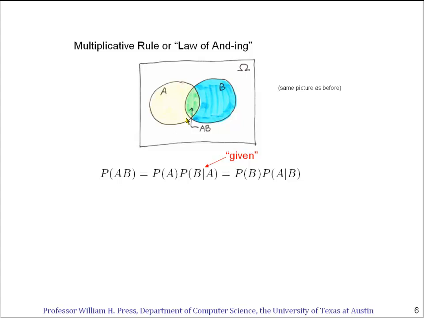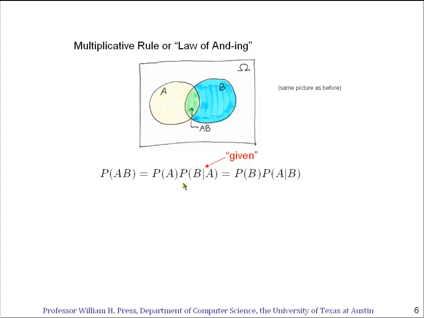Now, if you think about it, the probability of the overlap region is a product of two factors. It's what fraction of omega lies in A, so that's P of A here. And then it's multiplied by what fraction of A is in the overlap. And we write that as the probability of B given A. So the vertical bar is always going to be read as given. And clearly, if this is a certain fraction of omega and this is a certain fraction of A, then the green region is the product of those two numbers as a fraction of omega.